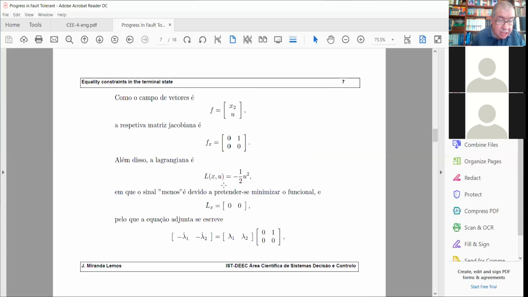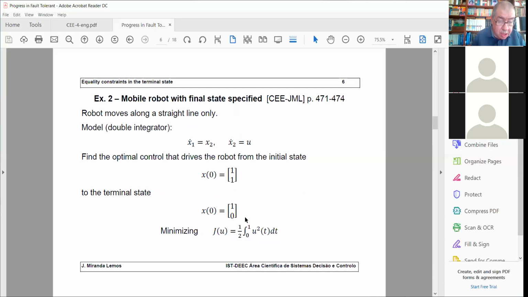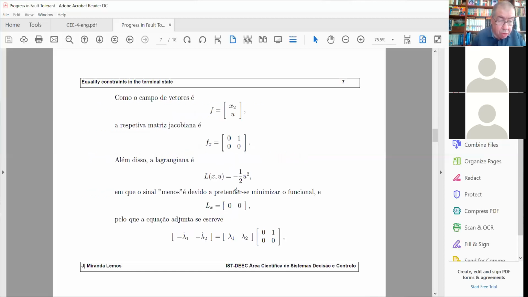And the Lagrangian is minus 1/2 of u squared. Be aware that I've written the cost like this, but I want to minimize it. So I put a minus here, and instead of minimizing, I'm maximizing. That's a trick that you can do. So my Lagrangian is minus 1/2 u squared. Now, to compute Lx, I have to compute the partial derivatives of L with respect to x1 and x2, but L does not depend on x1, neither on x2. So these two derivatives are 0.